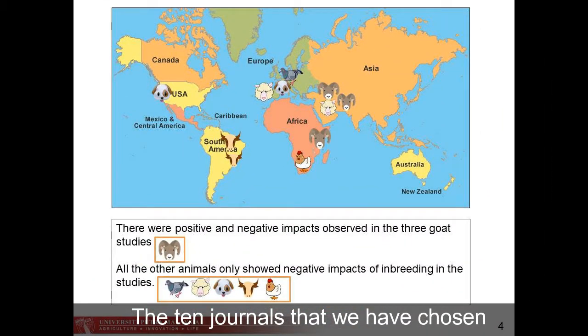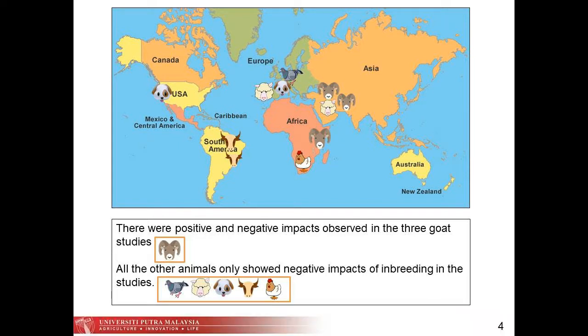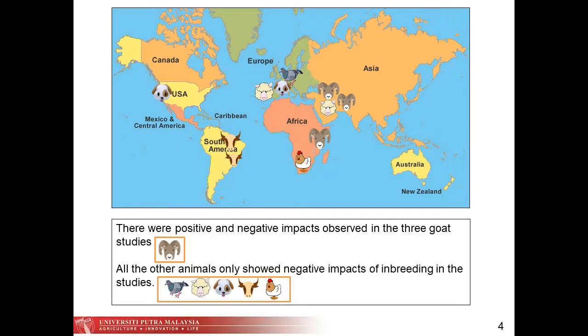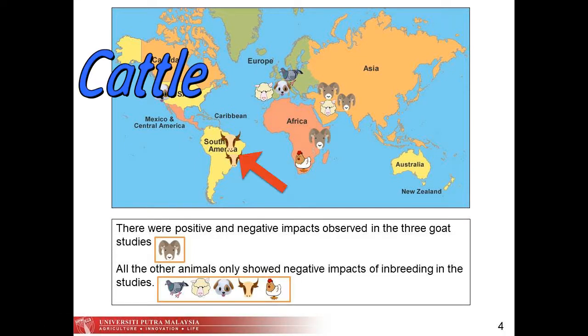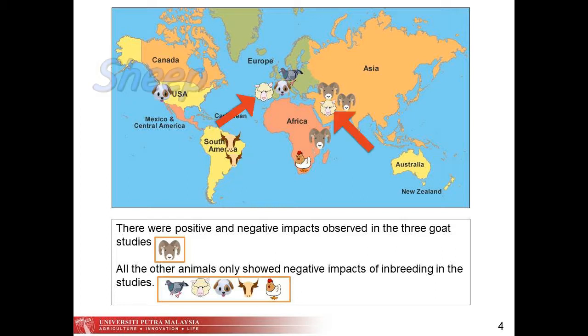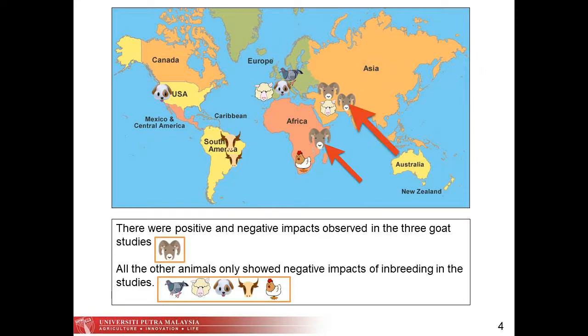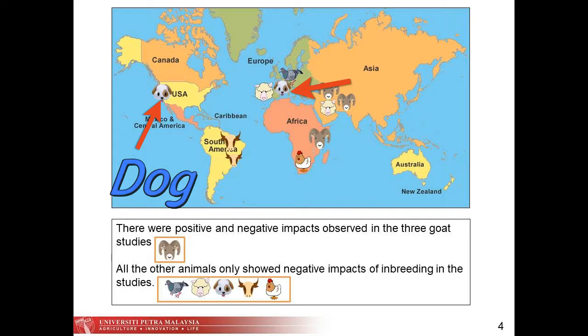The 10 journals that we have chosen reported their studies from various countries of the world. For cattle, it was reported in Brazil. For sheep, it was reported in Iran and Spain. For poultry, it was reported in Hungary and South Africa. For goat, it was reported in Pakistan, Kurdistan and Kenya. For dog, it was reported in France and USA.